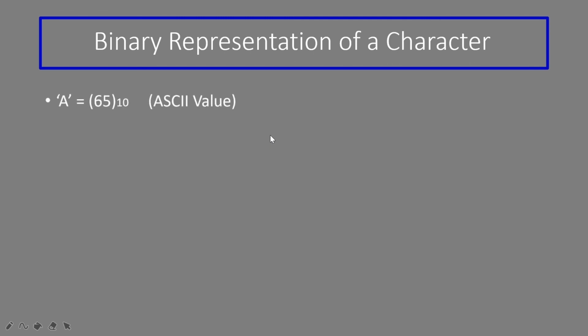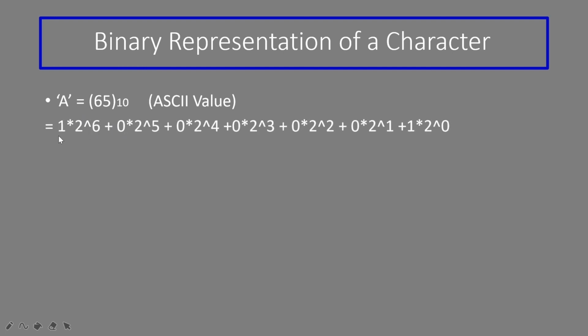Let's see. We all know that all characters have an ASCII value, right? Character A, character B, this is capital A. Capital A has ASCII value 65. We will represent this character by this ASCII value. Then to represent the character in binary, we will convert this ASCII value into powers of 2. We have learned how to convert a number of base 10 into a base 2 number. Okay, so you all know that.